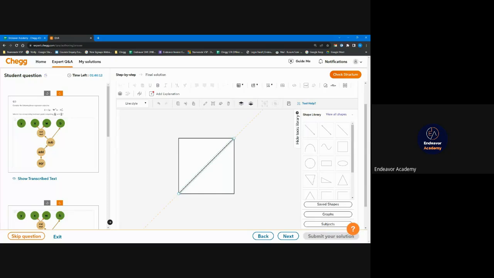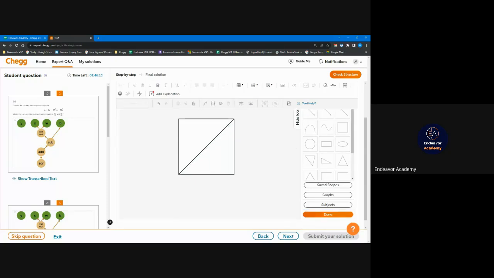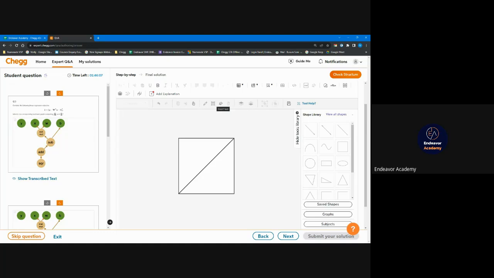Now the next thing is how to label these diagrams. Correct labeling is very important. For that, I will click on this insert text button, the T button. If I click here, I can mention it. Here it is, this is figure 1.